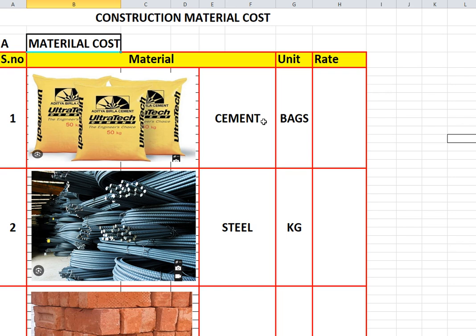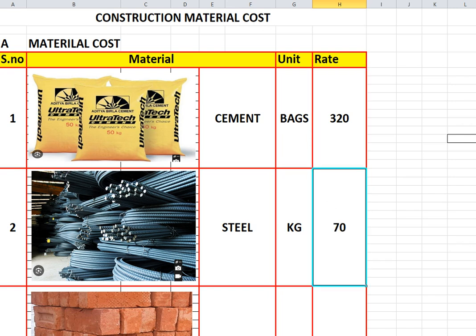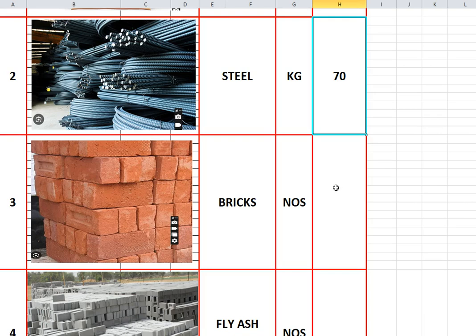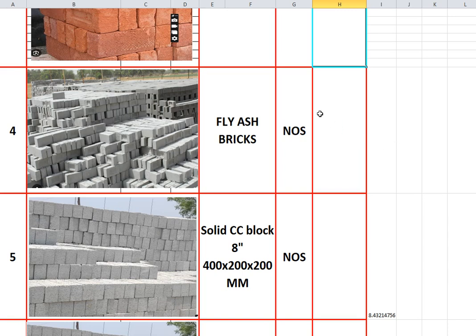Now, cement generally comes in bags. Each bag of cement costs around 320 rupees. Steel is 70 rupees per kg. Bricks come in 3000 numbers per truck or 2000 numbers like that, but each brick costs 10 rupees 50 paise. These are all locally available brands. And fly ash bricks come at the price of 8 rupees 50 paise per number.